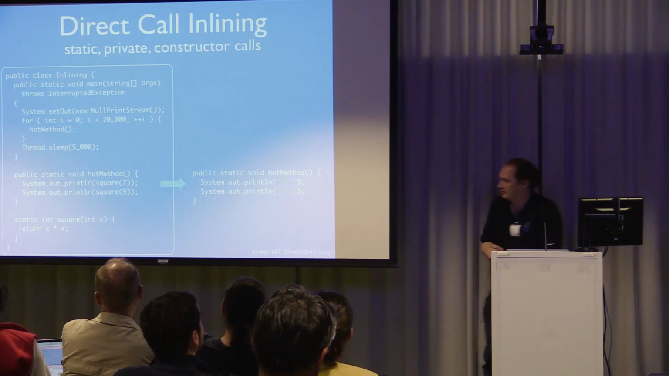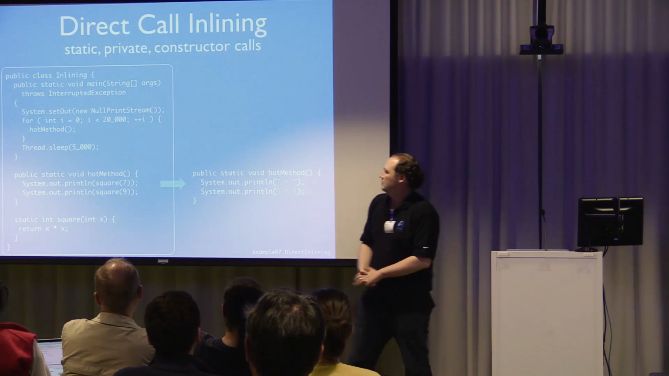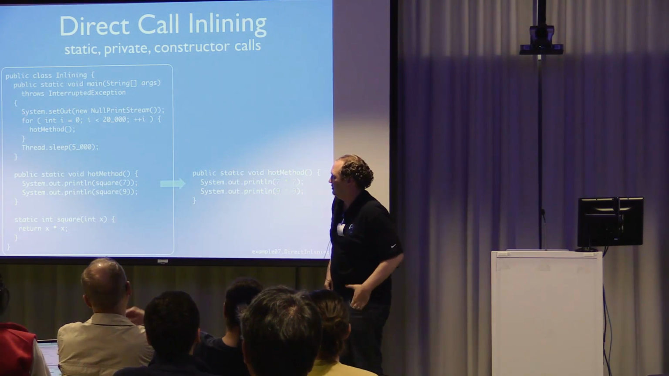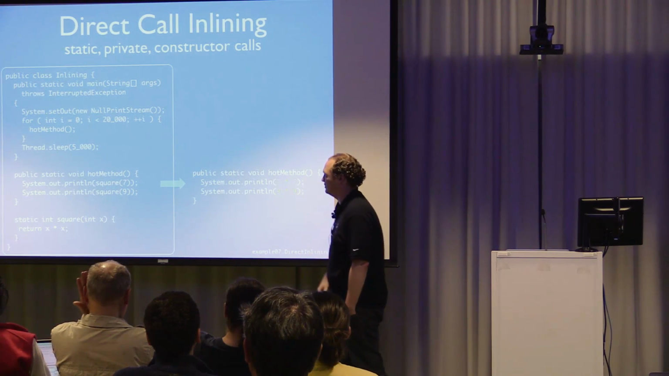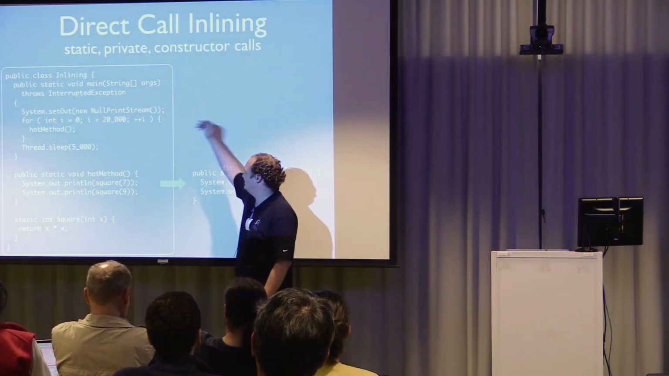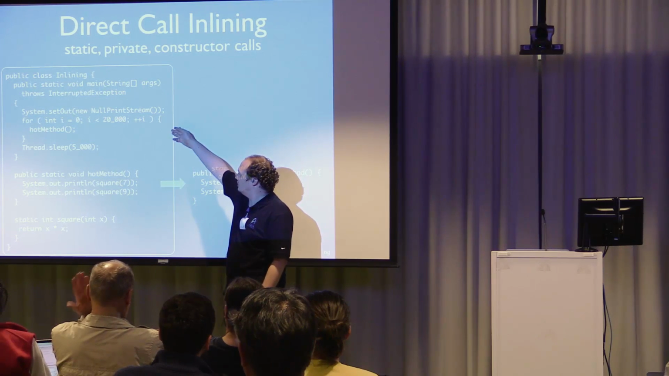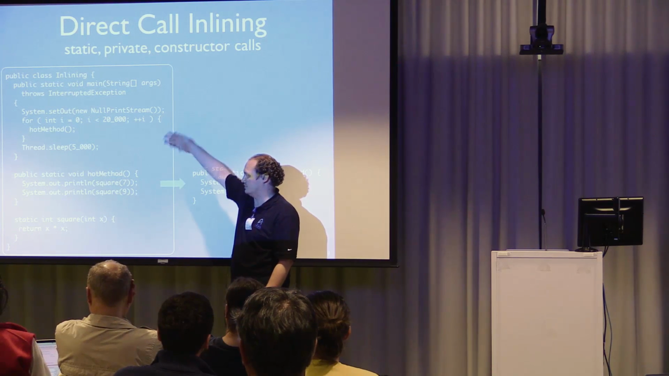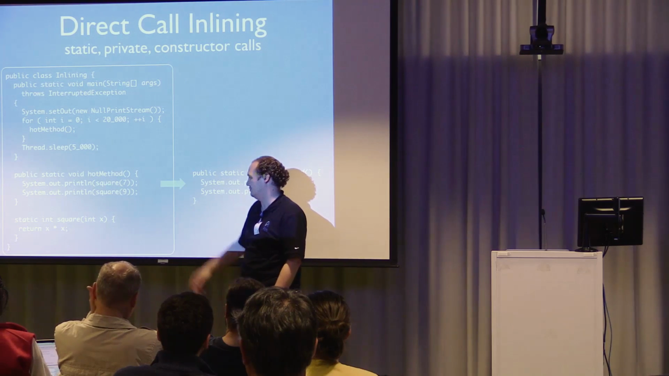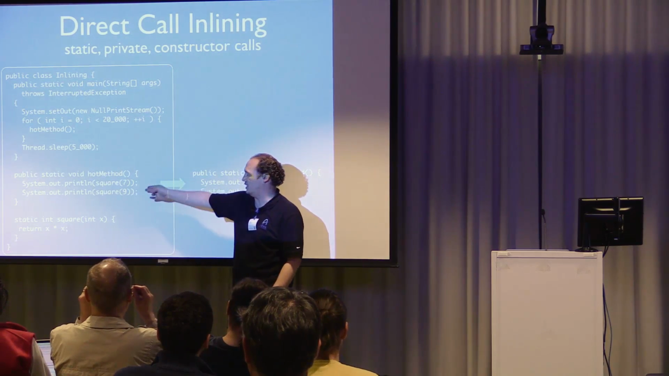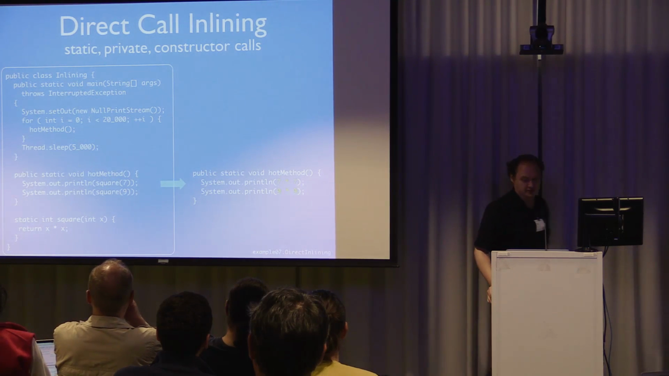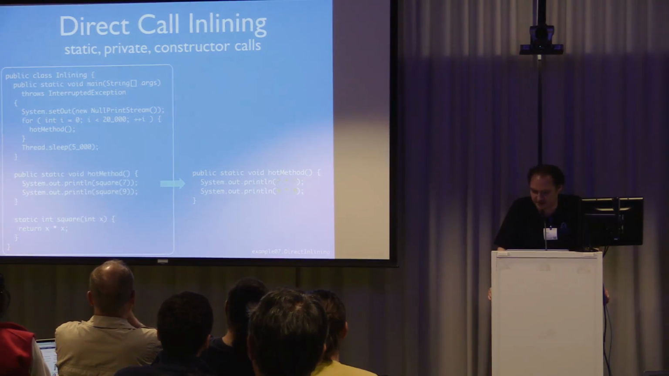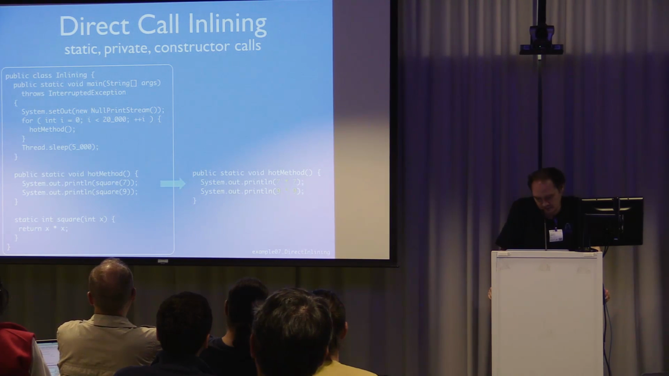So let's see that. Same basic game as before. This time I'm actually pumping my output to a null print stream. So it's going nowhere. I'm calling a hot method inside a loop, sleeping, as you're probably getting used to by now. And I'm calling a method square, which is decidedly uninteresting. It's just x times x. And I'm calling it with constant values, 7 and 9.